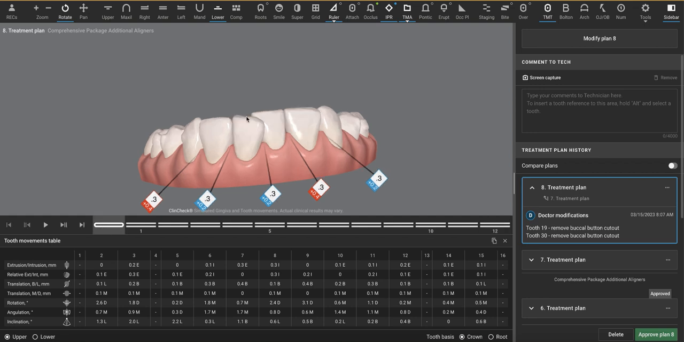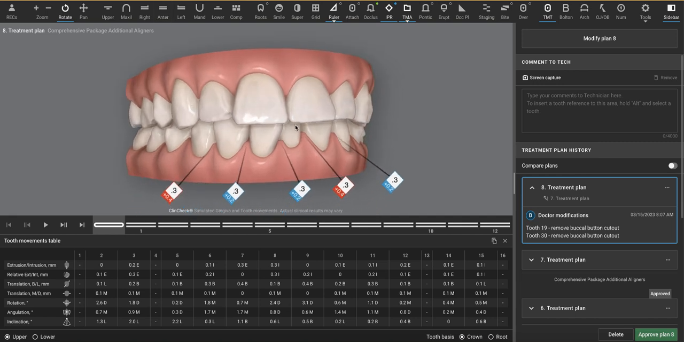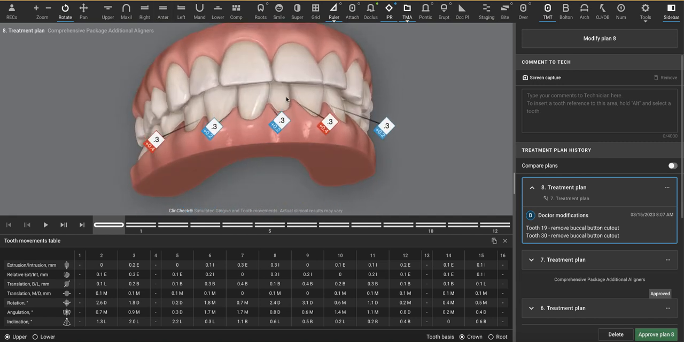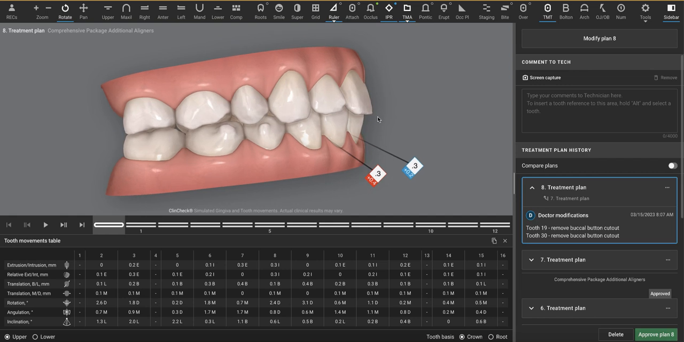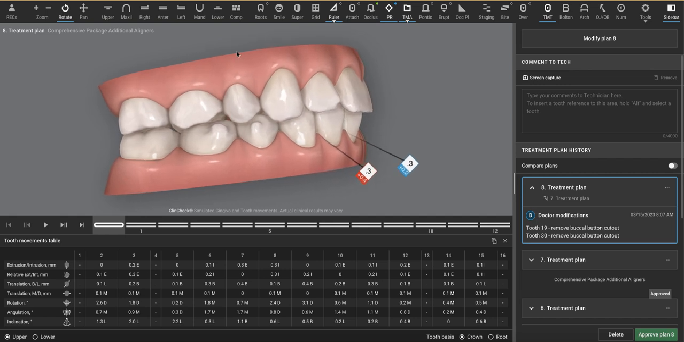Good morning, Doc. So here's the case we were talking about earlier. In essence, the patient has lower anterior crowding, somewhat class 2, maybe mildly class 2. She had her premolars extracted, and she's an intracapsular and extracapsular TMD patient.